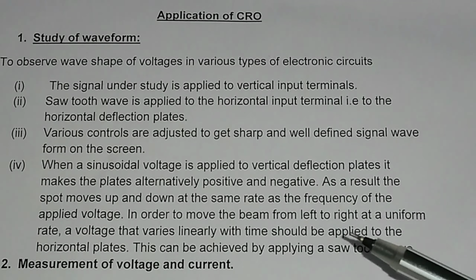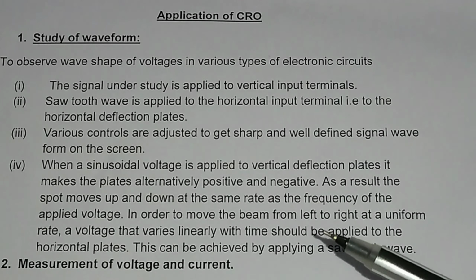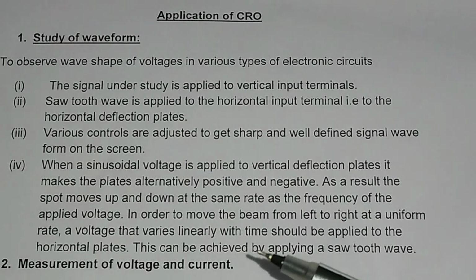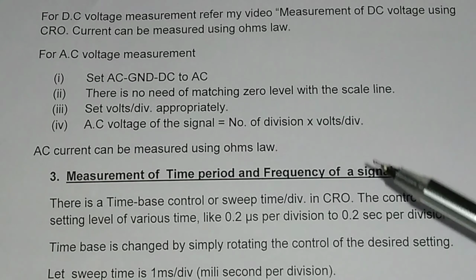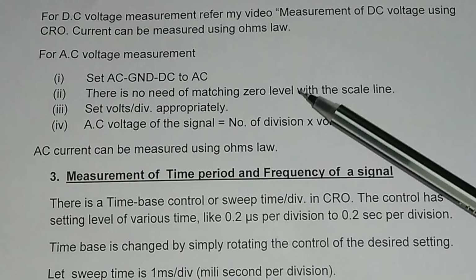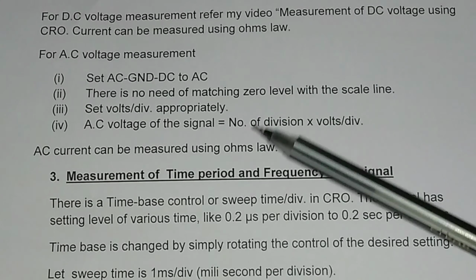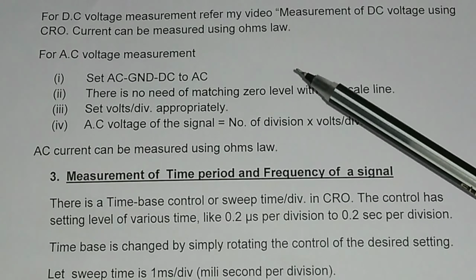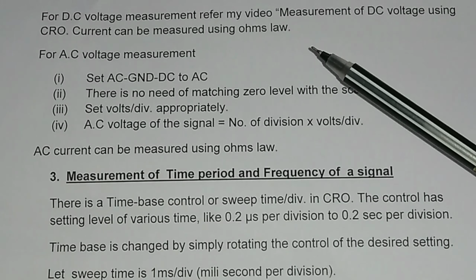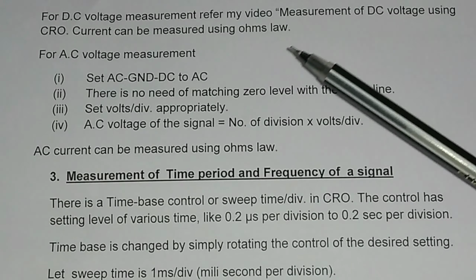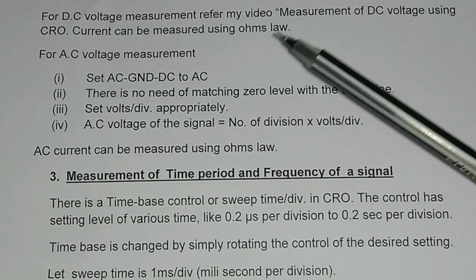So the sawtooth wave is basically used to move the beam at a uniform rate. The next application of the CRO is the measurement of voltage and current. You have two types of measurement: one is DC voltage and current measurement, and the other is AC voltage and current measurement. For DC voltage measurement, I have prepared a video, the measurement of DC voltage using CRO, and you watch it.